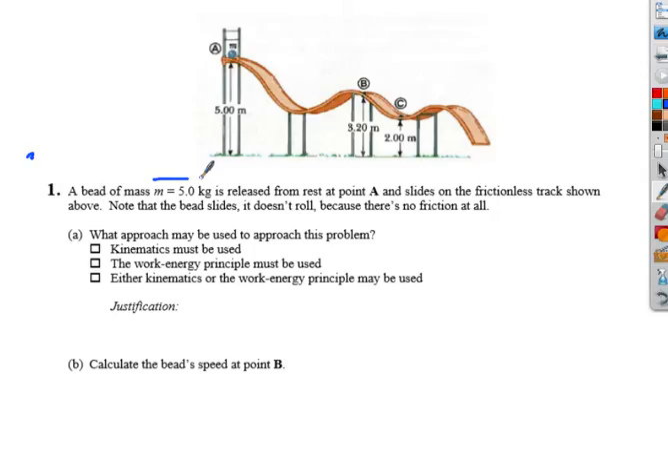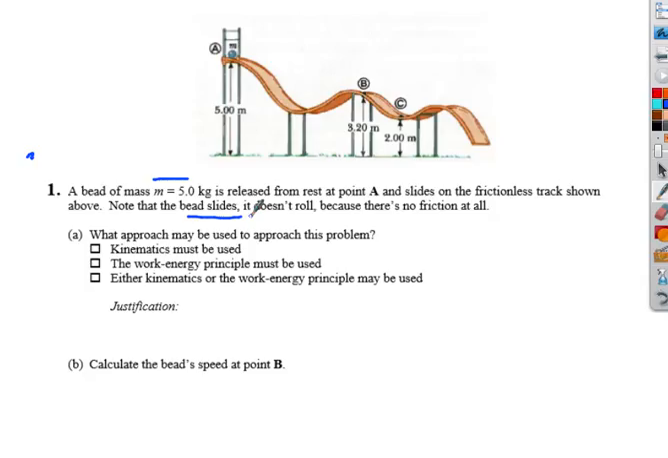I do like how this is noted. The bead slides, it doesn't roll. That's one of those weird things to think about as well. We're actually not having these things roll. When you do roller coaster problems and they're going up and down these tracks and it says there's no friction, they actually don't roll. They're going to slide along the tracks, and that's important because later on we're going to add rotational energy in another unit.